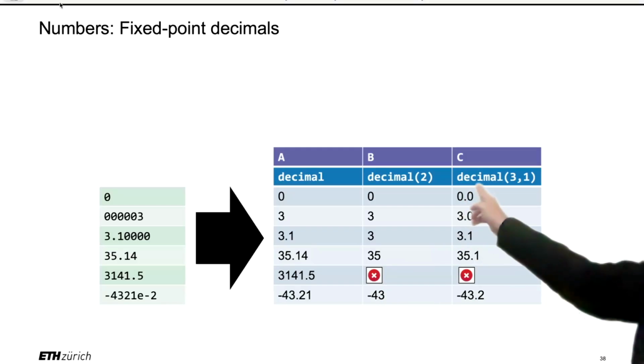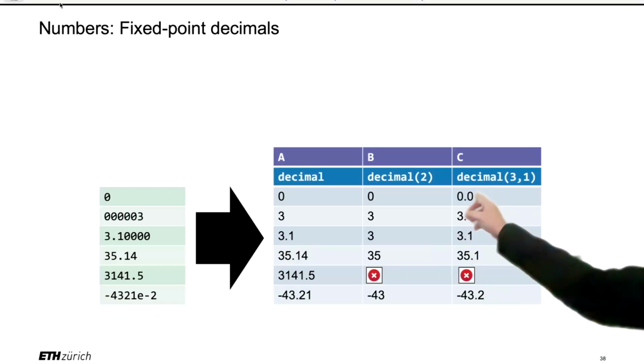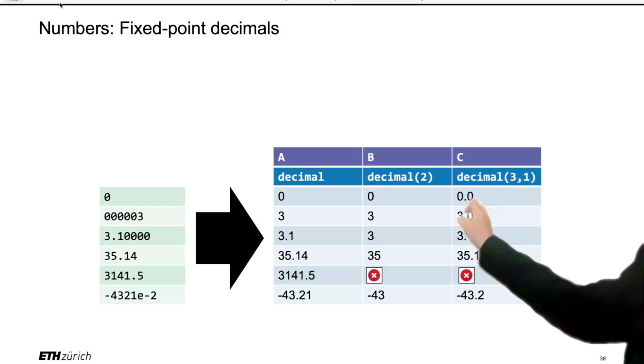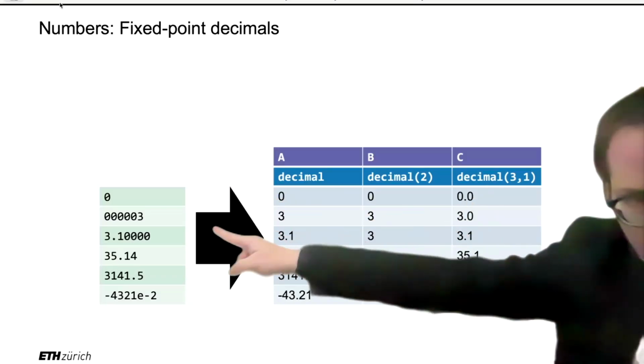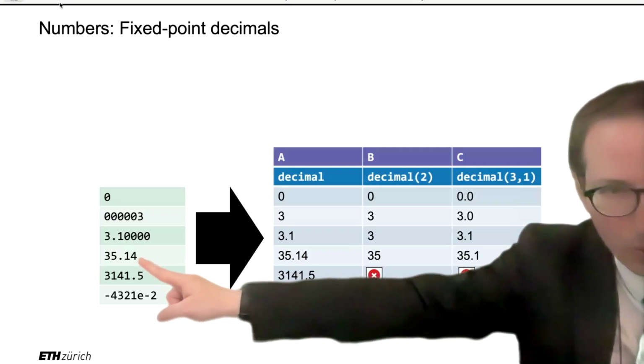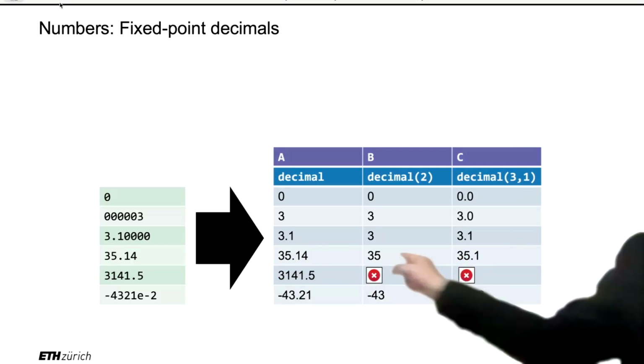So typically when you display it in a Jupyter notebook, it will always add a .0 if it's an integer to mark the fact that it's a scale of 1. So 0, 0.0, here we have 3.0, 3.1. Here we lose the 4. 35.1, so we lose the 4.